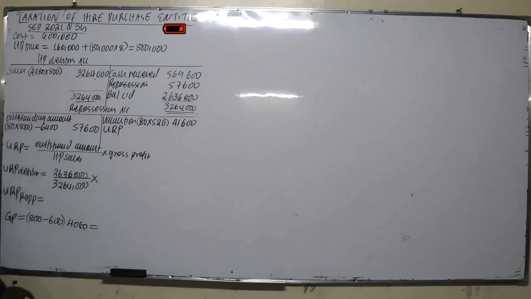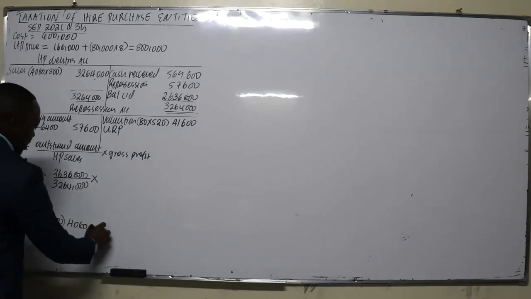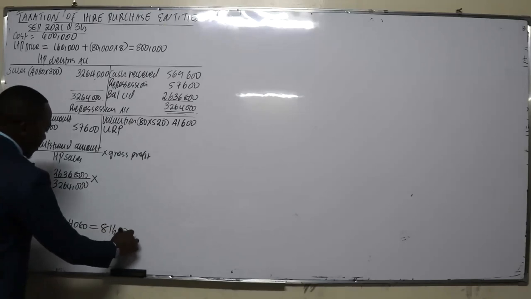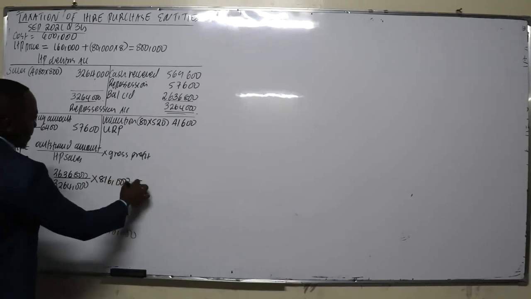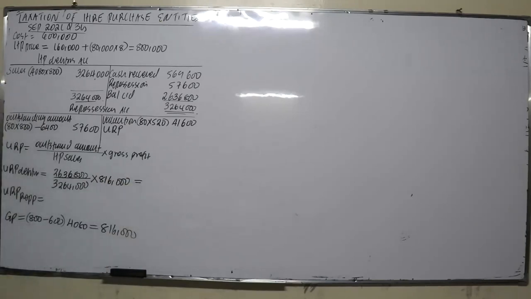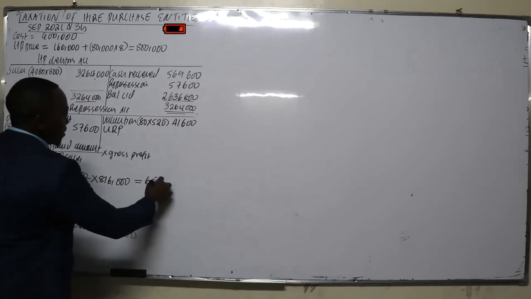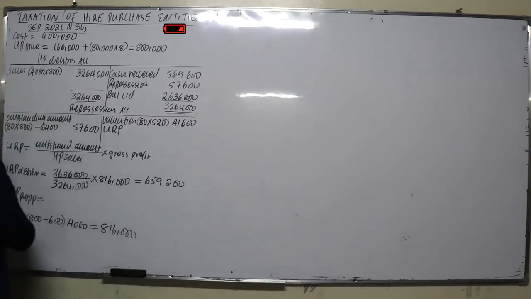Can't be. This is 200, eh? 800, 400, 8 times 2. Sorry? 816, eh? Good. 816,000. So, $659,200.